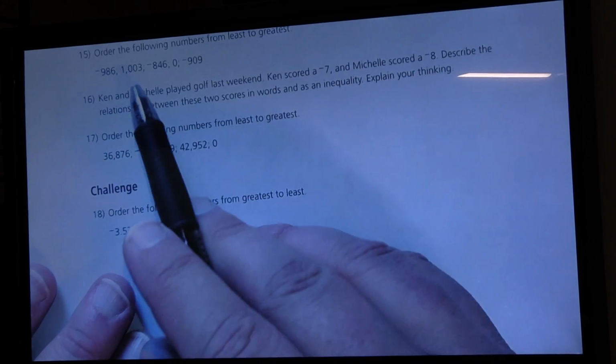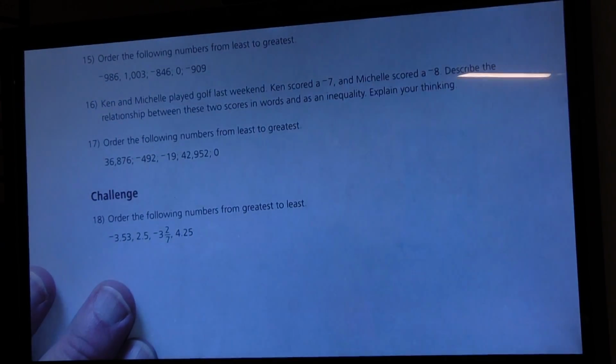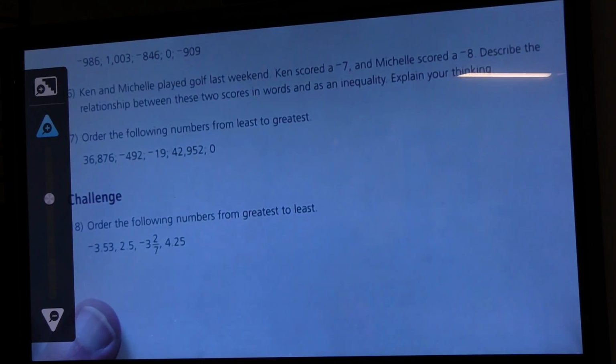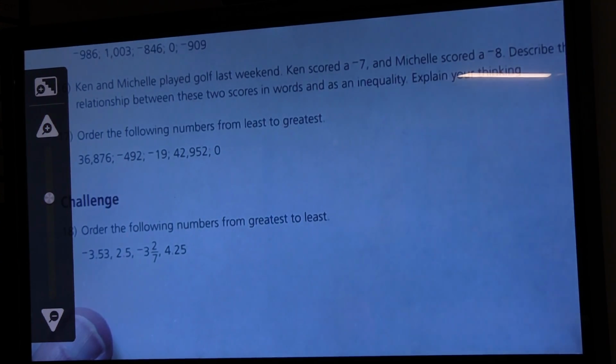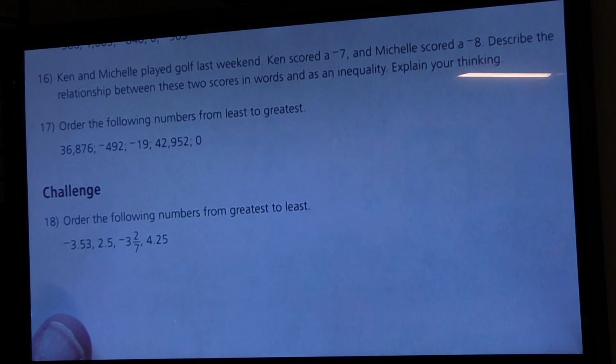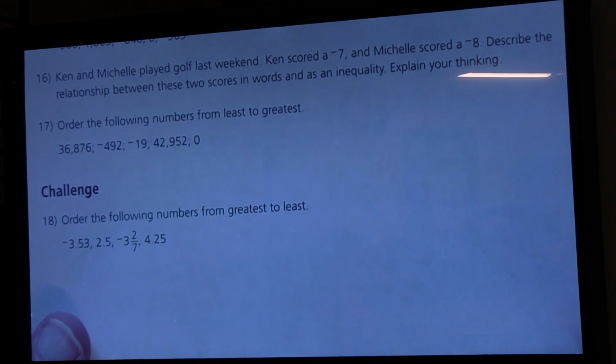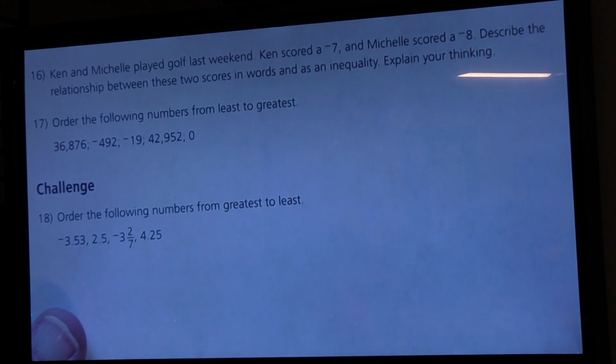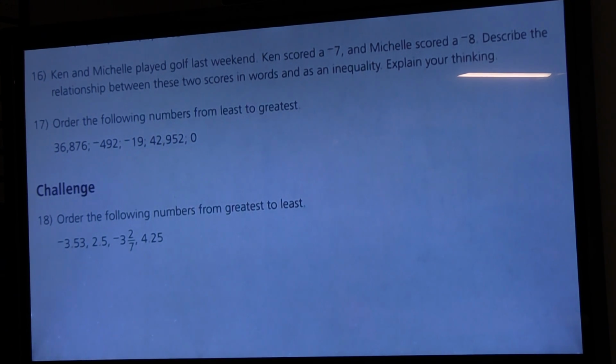Number 16, let's go ahead and look at this one. I'll zoom in just a little bit here. It says Ken and Michelle played golf last weekend. Ken scored -7 and Michelle scored a -8. Describe the relationship between these two scores in words and as an inequality. Explain your thinking.